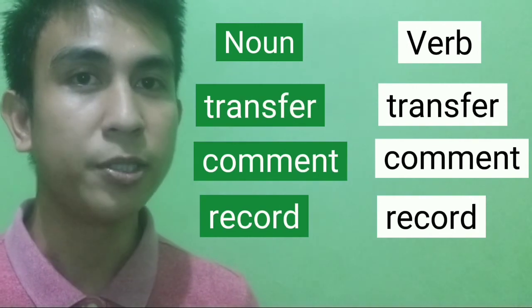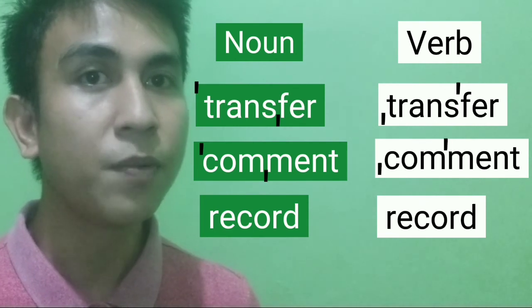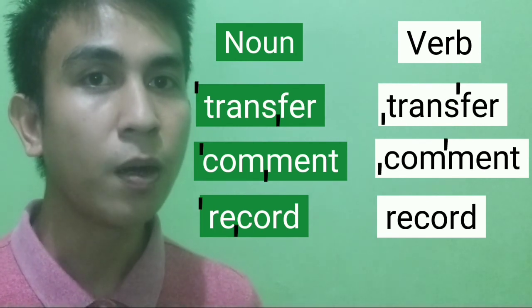Now let's take a look at the words we used. Do not be confused where to put the primary and secondary stress. Just look at how the word functions in a sentence. Does it function as a noun or a verb? Because if it functions as a noun, then the primary stress is in the first syllable. If it functions as a verb, then the primary stress is in the second syllable. Let's say the words transfer, transfer, comment, comment, record, record. So that's the essence of knowing how to apply the stress pattern of a word.